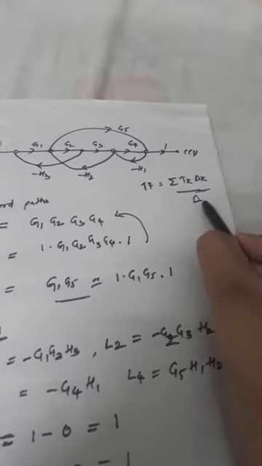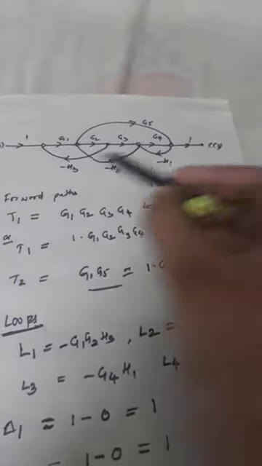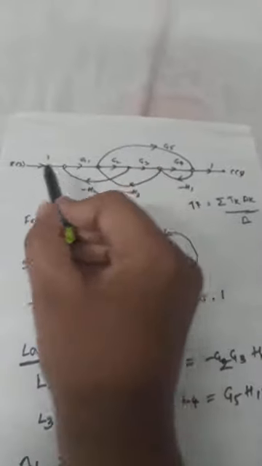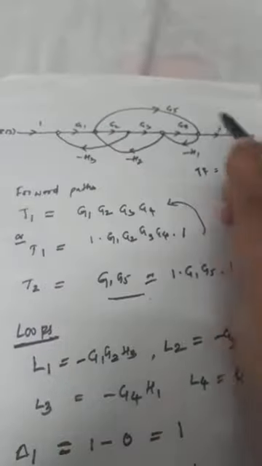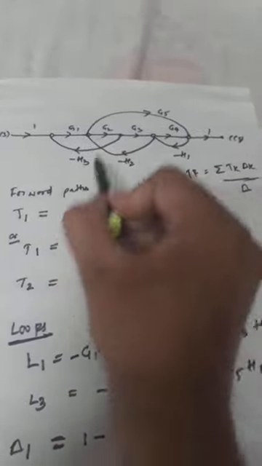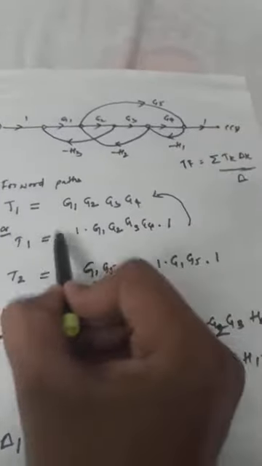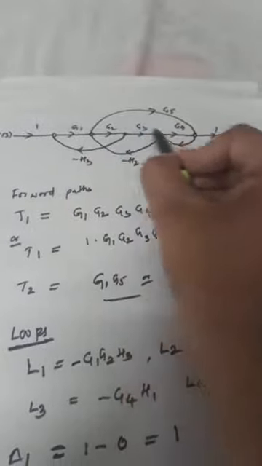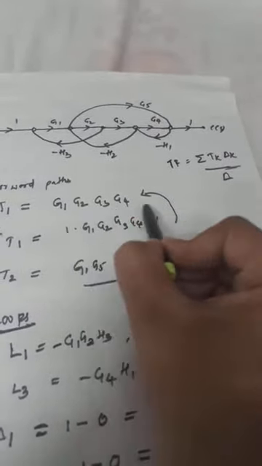divided by delta. First, to find the transfer function we should find the number of forward paths. So first we'll check the forward paths here. A forward path is one where we start from the source node and end at the destination node. The first forward path is g1 g2 g3 g4. This can also be written as 1, starting from this dummy node only, 1 g1 g2 g3 g4 into 1, which is nothing but g1 g2 g3 g4.